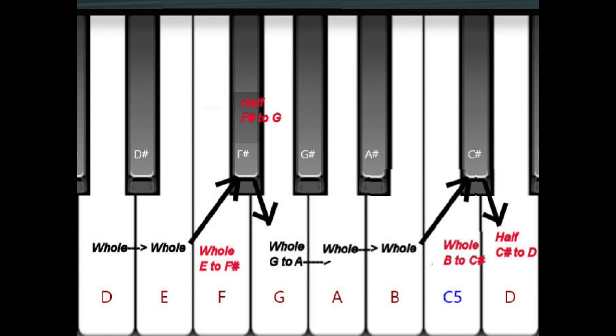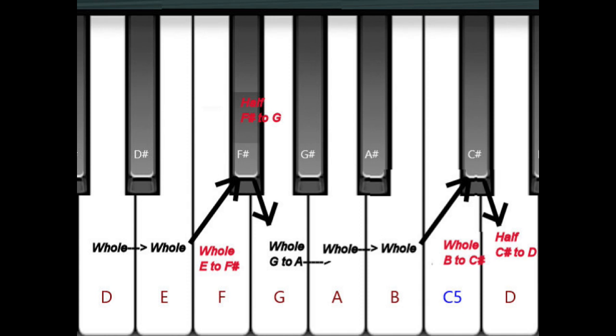After that is another whole step from G to A, then another whole step from A to B, then another whole step. But just like before, there is no black key between B and C. From B to C is a half step. The pattern calls for a whole step. Just like before, we have to use a sharp, and we raise that C to a C sharp. From B to C is a half step. From C to C sharp is a half step. Together, that's the whole step that we need for this pattern.